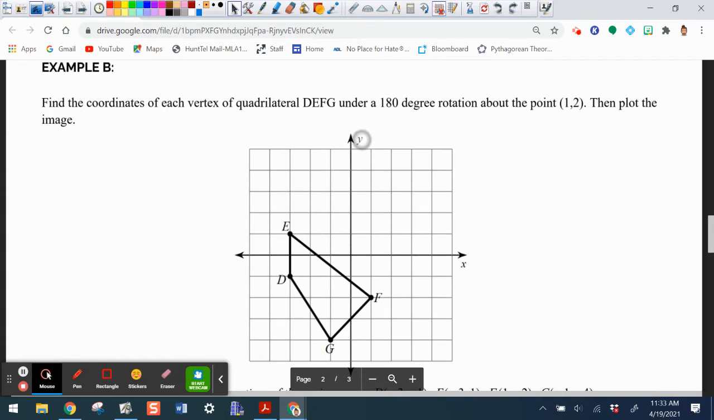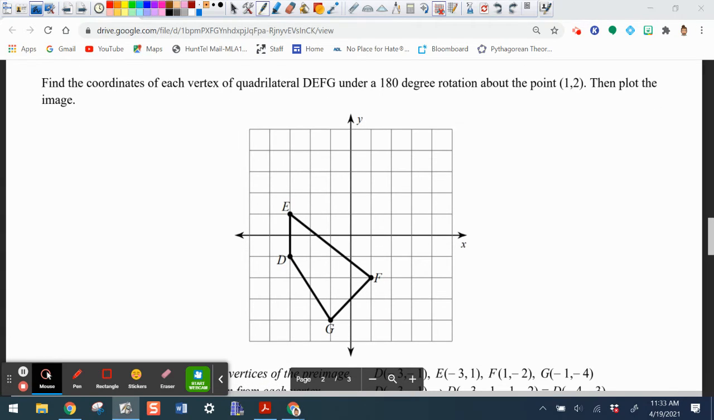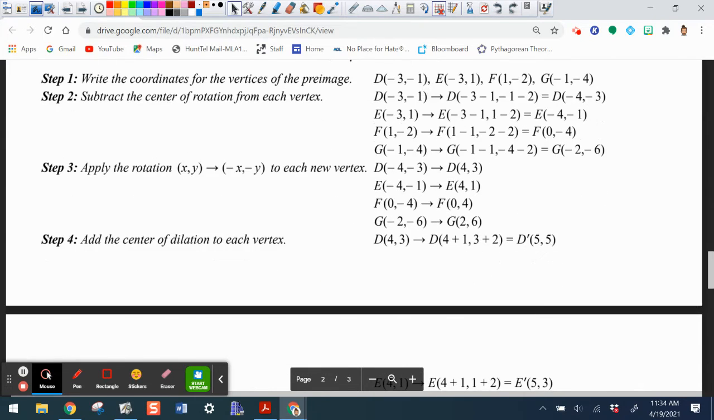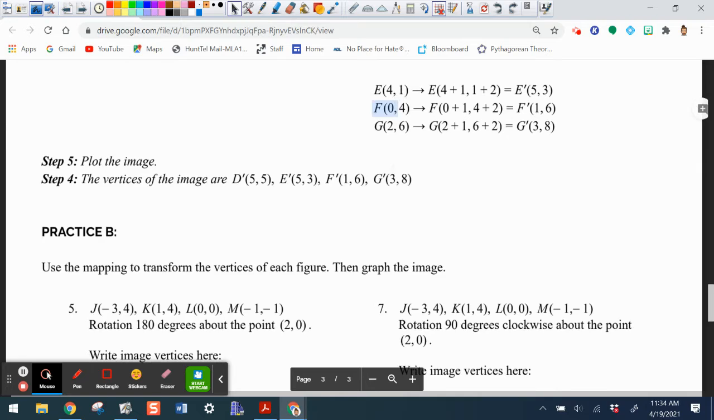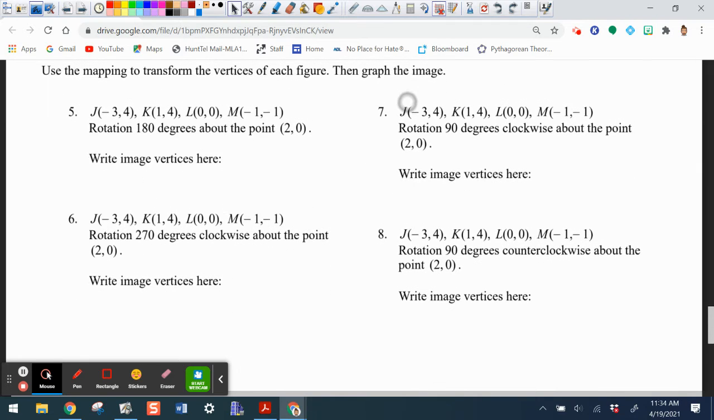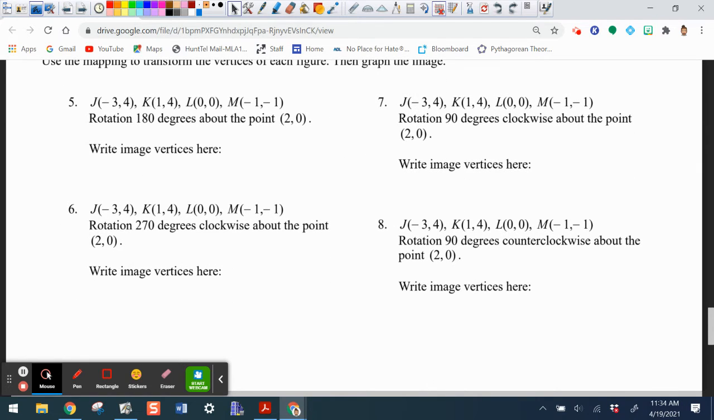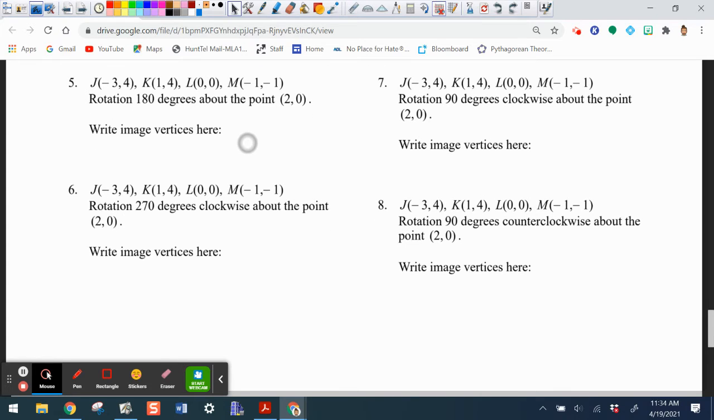You'll notice on example B, what changes now is our center of rotation is not the origin, but a different point. So we're going to look at how to approach it when the center of rotation is not the origin. Because I told you that the functions as they were written were originally designed for a center of rotation at the origin. So how do we approach this on number 5? So let's talk about it.